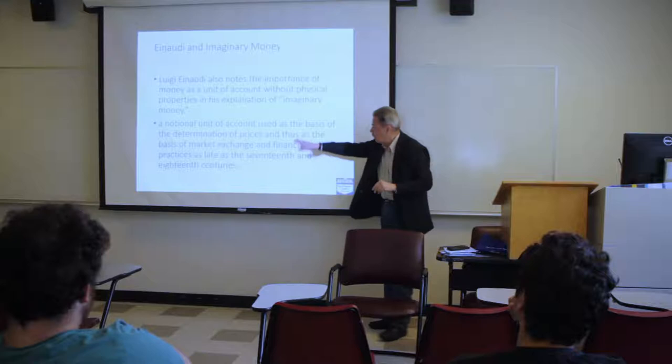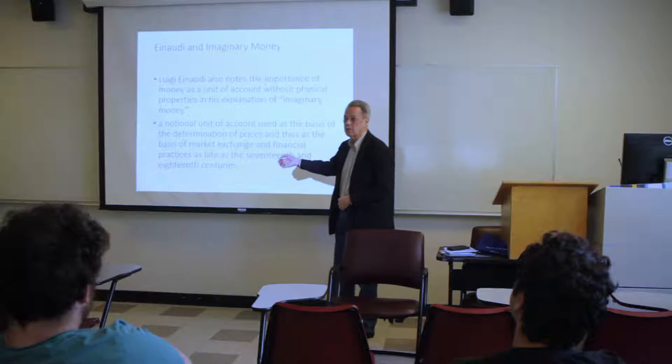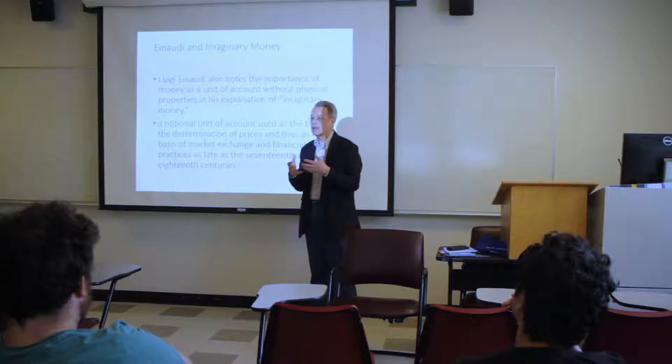So what Einaudi is telling us here is the very conception of prices in a market requires uniform units of account. This is the other thing that the unit of account did for you. Okay? It provided the possibility of evaluating debts and credits, but it also provided the evaluation of the particular commodities which are going to be subject to those debits and credits.